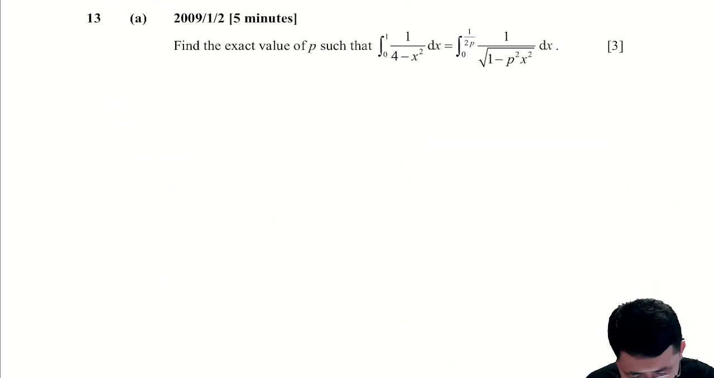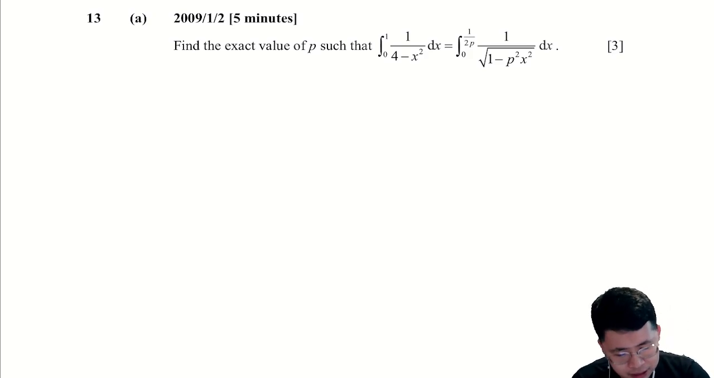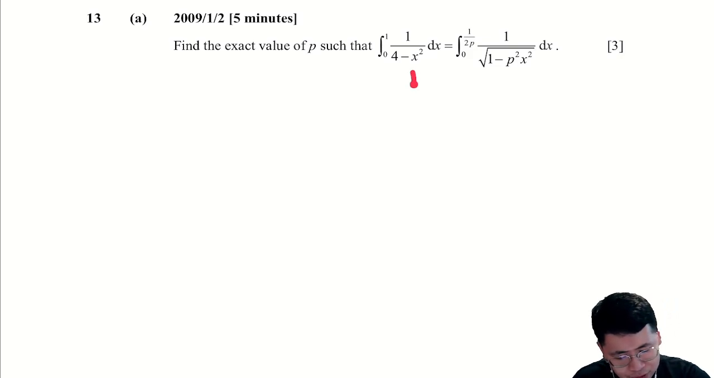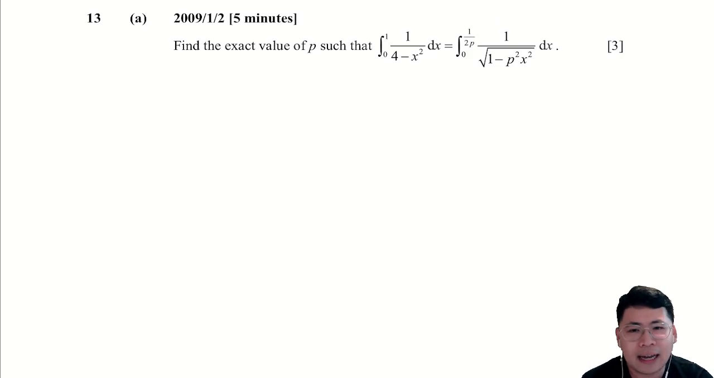So let's continue with question 13, part A. Find the exact value of P such that we have this expression on the left equals to another integral on the right. So what do we do? Let's try to observe. The one on the left, we can actually integrate and find the value. The one on the right, there will be a P over here that we will need to take care of. So let's do this separately.